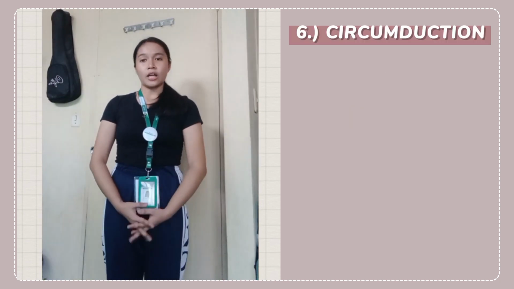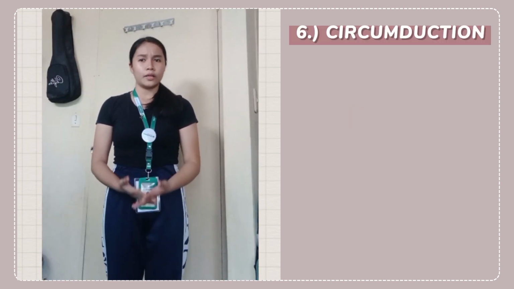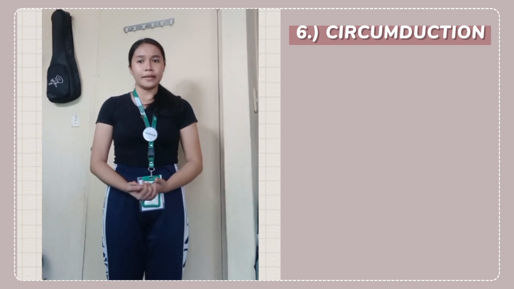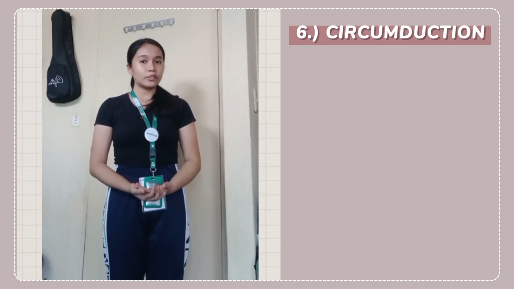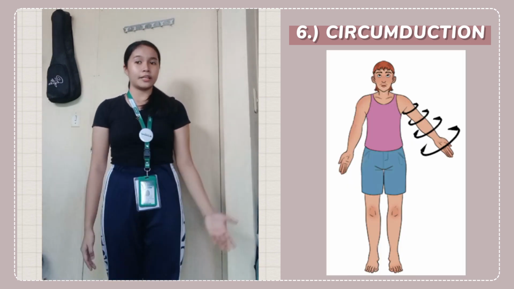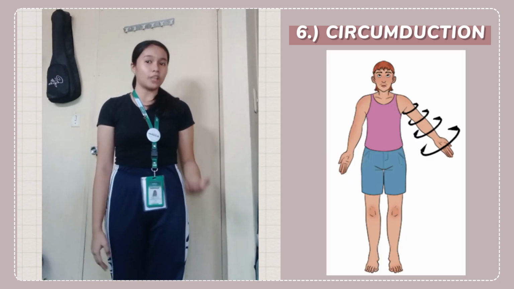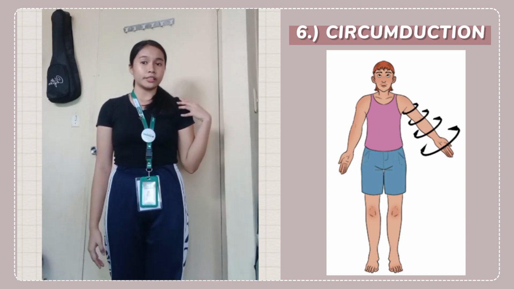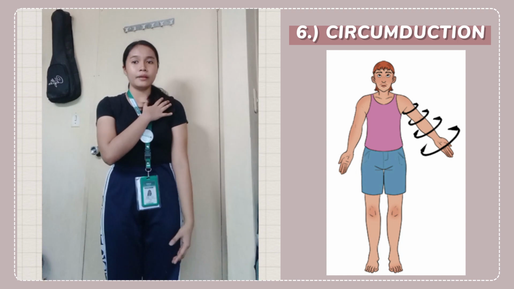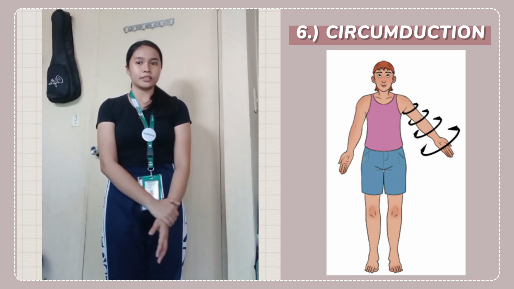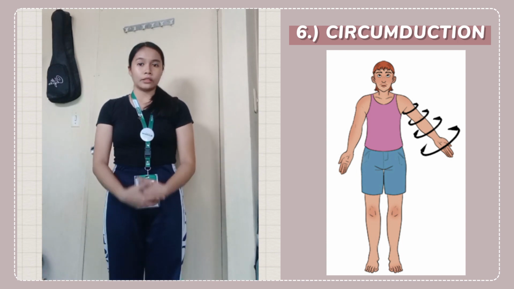Sixth is the circumduction. I have confused this one with the rotation at first, but let me share with you their differences, and I bet it will be easy to remember later on. So, circumduction is a combination of flexion, extension, abduction, and adduction, commonly observed in ball and socket joints, like the shoulders. The proximal end of the limb remains stationary while the distal end moves in a circle. The limb as a whole outlines a cone.